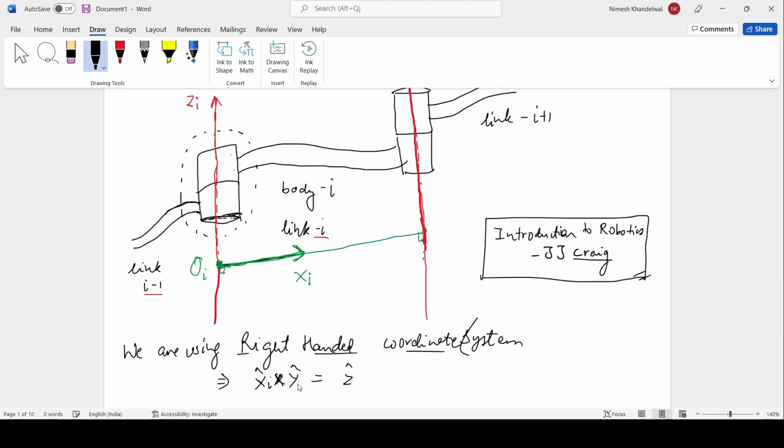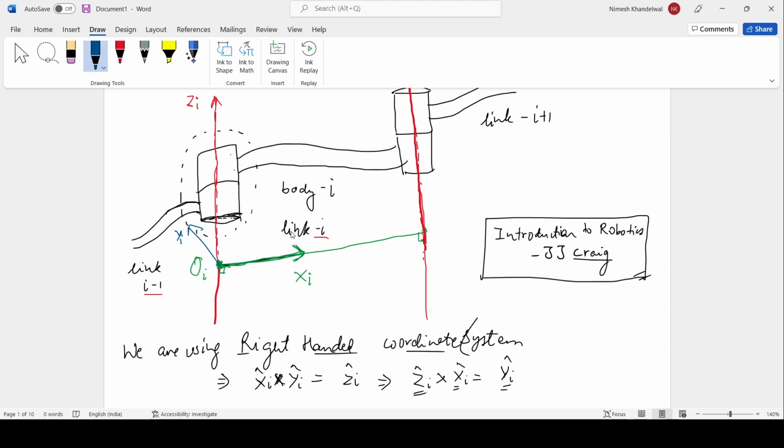I should write xi cross yi is zi, and similarly going through the combinations, zi cross xi is yi. Since I have zi and xi, that gives me the direction of yi. So this is how we get the direction of y, and that completes the coordinate system. This is yi.